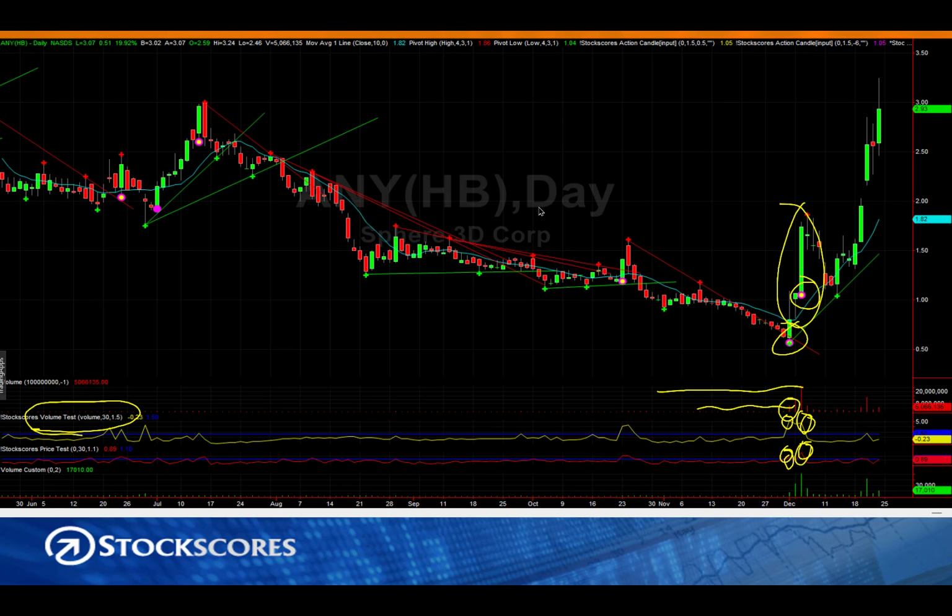But not all message candles are action candles, because for a message candle to also be an action candle, it must have abnormal volume. Here you can see just a pink dot. And if I look down, I see that my volume test doesn't jump above the significance line, and thus it is not an action candle, it is just a message candle.